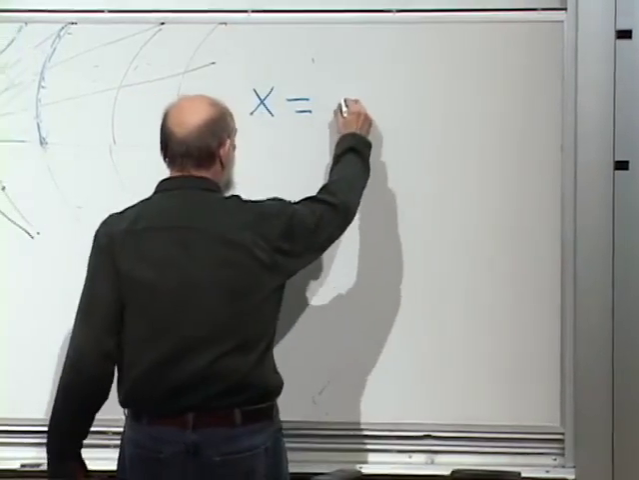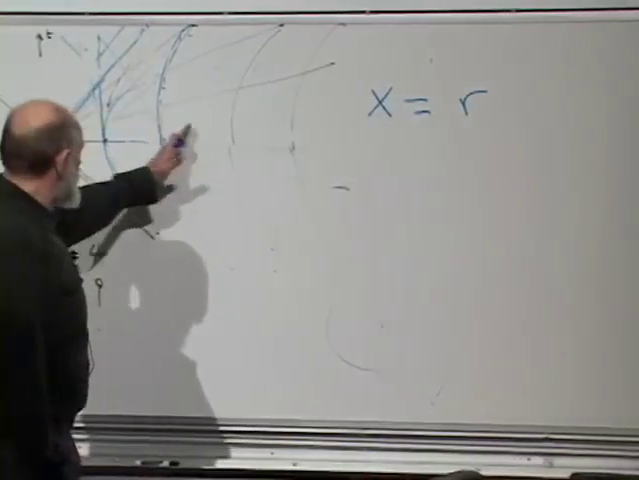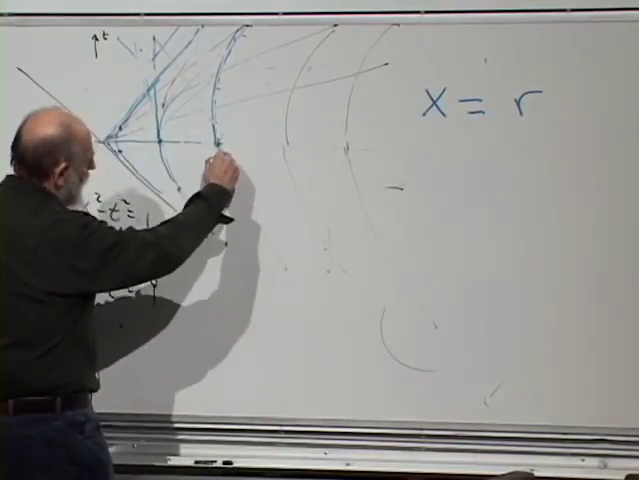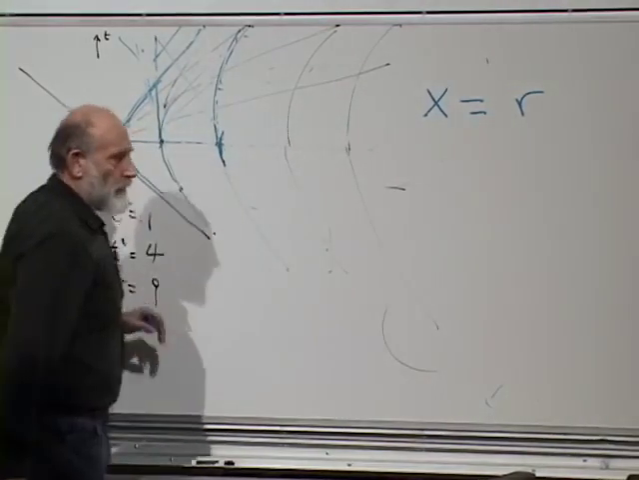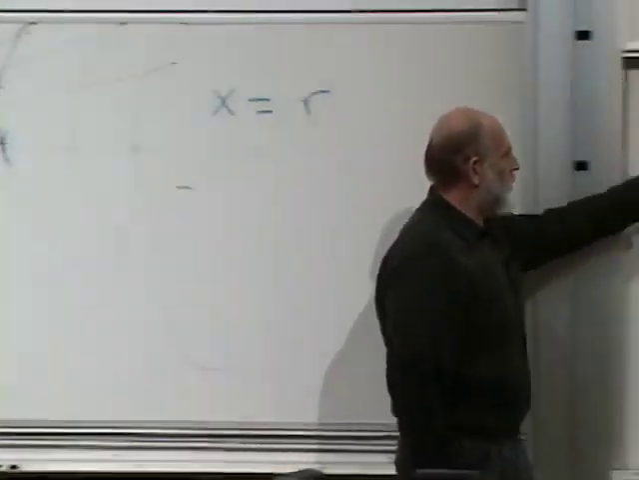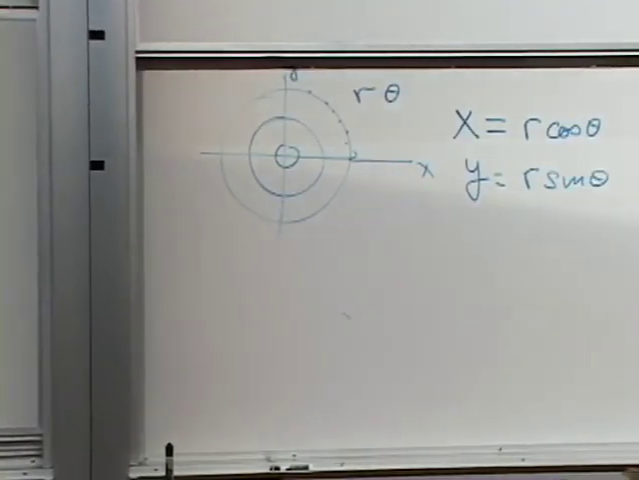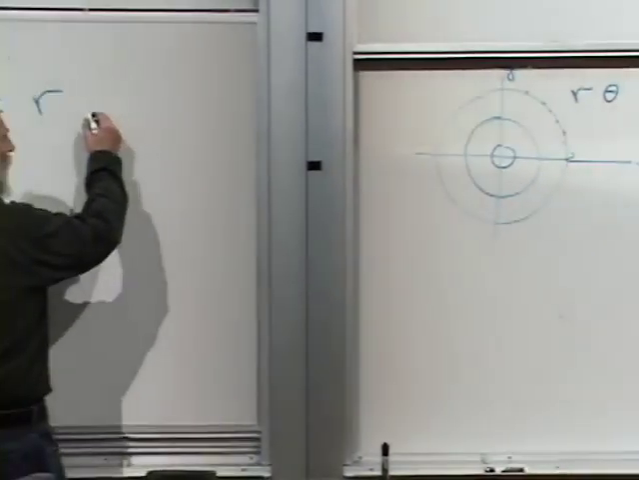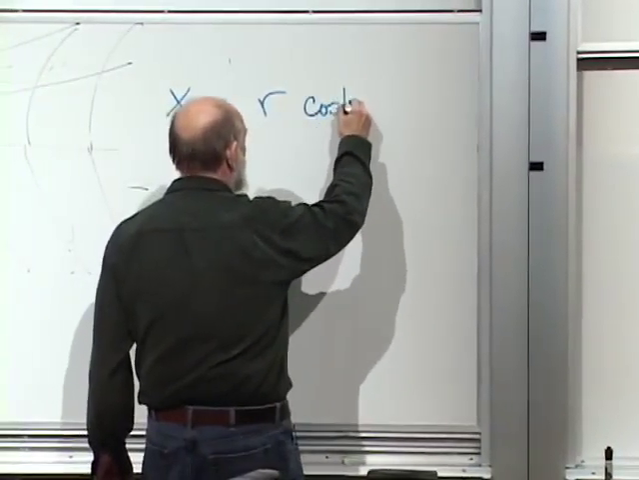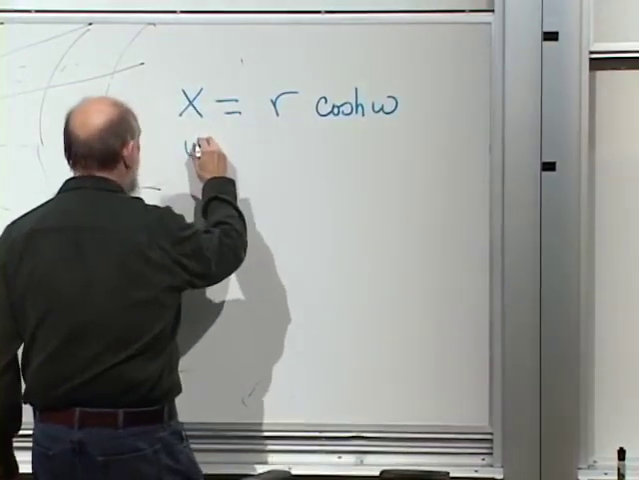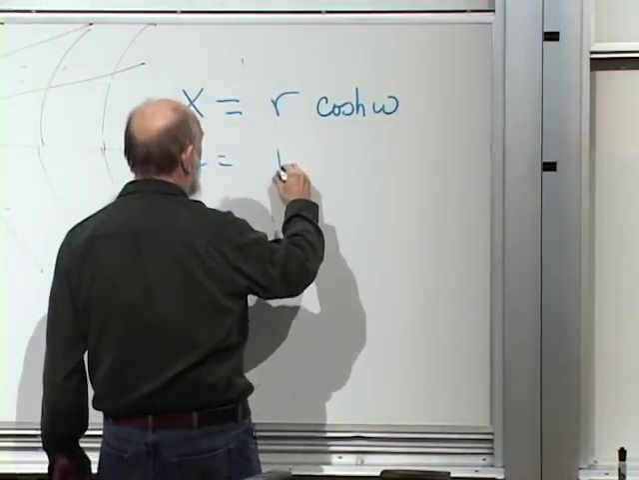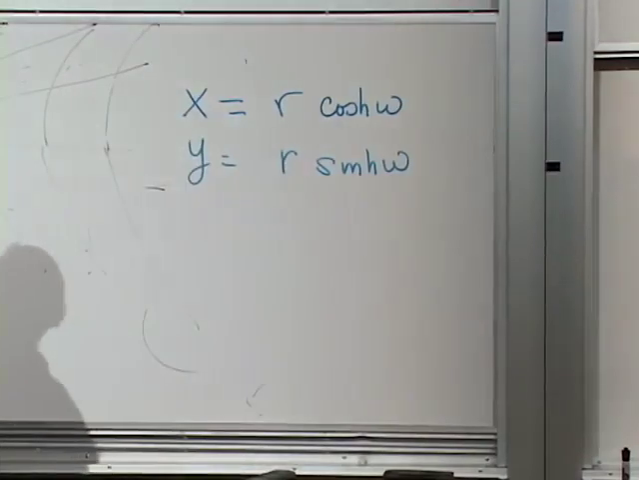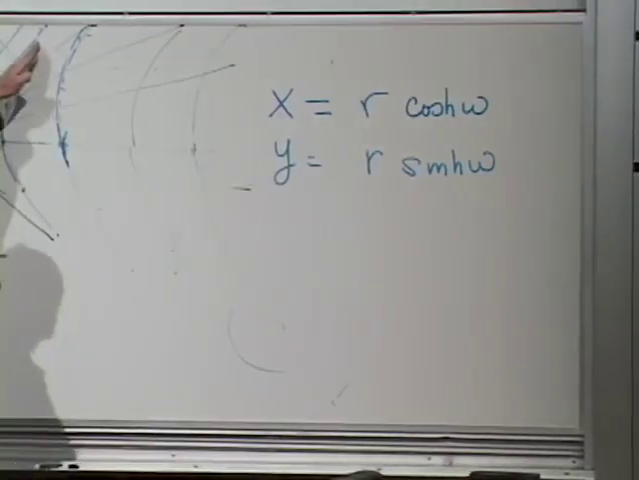We can use the coordinate r again, and r just tells us which one of these hyperbolas we're on. It tells us, at the moment of closest approach over here, how far we are from the origin. That's the same r as appears over here. But instead of theta, I'm going to give it another name. I'm going to call it omega, and I'm going to write x equals r cosh omega, and y equals r sinh omega. Omega is the thing which varies along here.